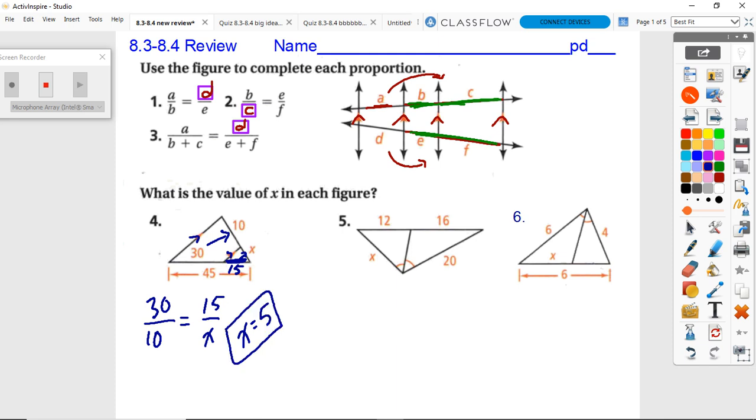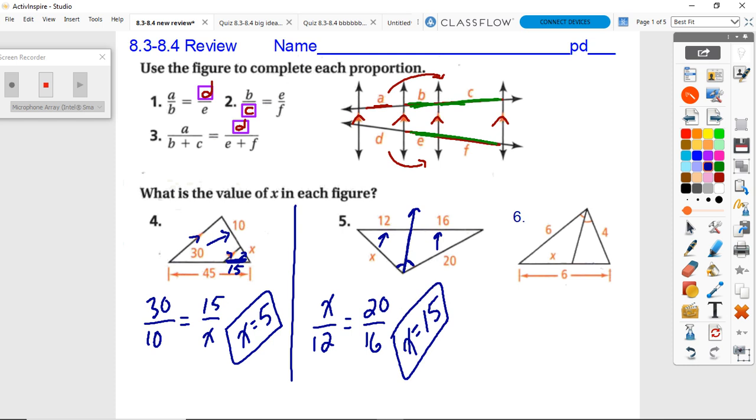Next one, now we get into our angle bisector theorem for a triangle. And pretty straightforward here. We have x is to 12 as 20 is to 16. So again, the clue is you see those angle bisectors, you know it's going to divide the triangle proportionally. And so when you cross multiply, x is 15 in this case.